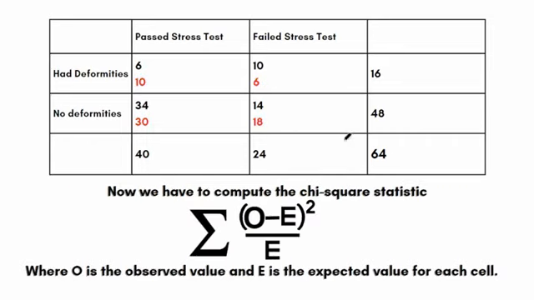Now we're going to compute our chi-square statistic by using this formula right here, where O is the observed value, this, and E is our expected value, being this.